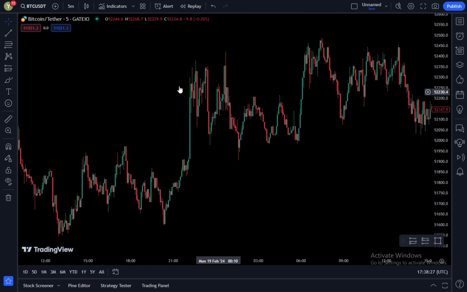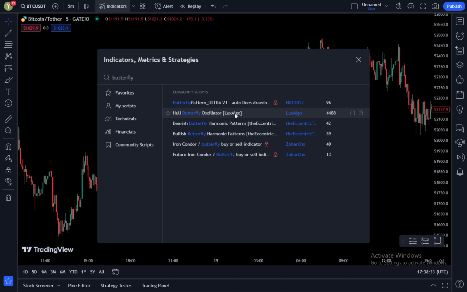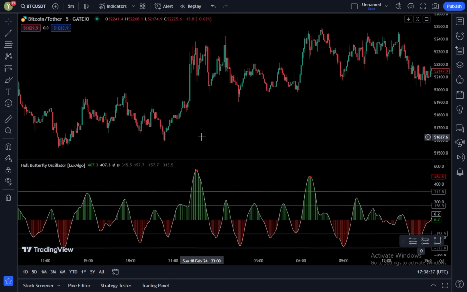The first indicator we're going to use is called the butterfly oscillator. This is a free tool provided by LuxAlgo. It's a really useful oscillator that helps us see changes in momentum. Essentially, it compares 2 moving averages, one regular and one flipped horizontally, to gauge momentum shifts. When it's positive and green, it indicates bullish momentum, and when it's negative and red, it indicates bearish momentum.